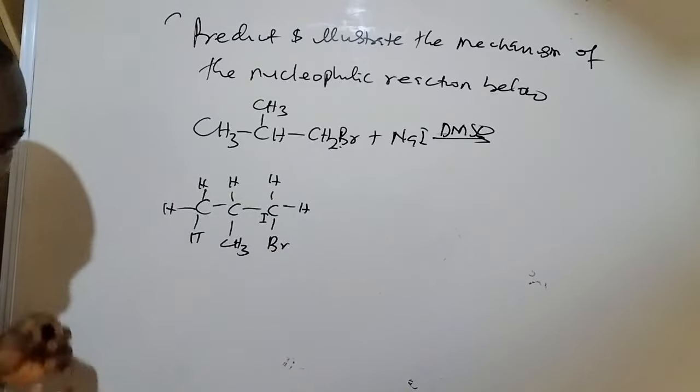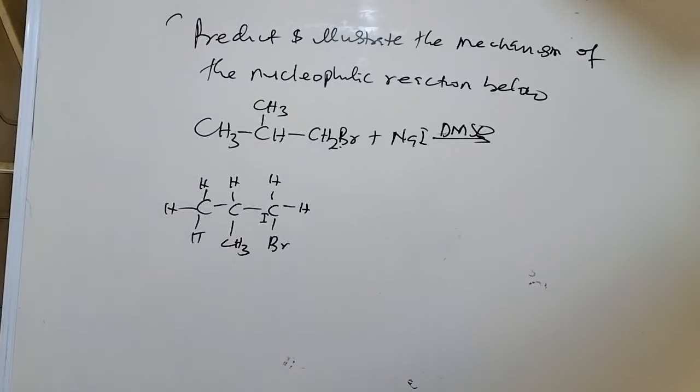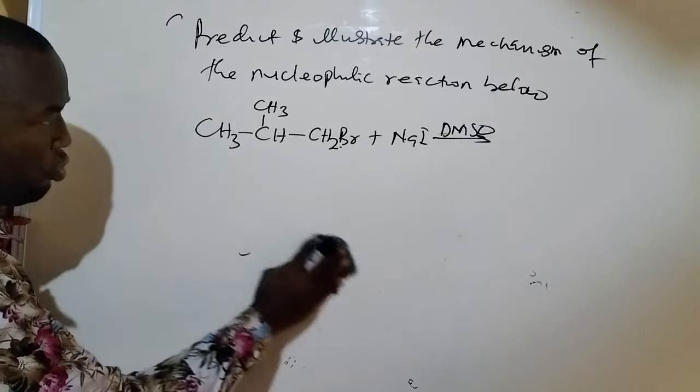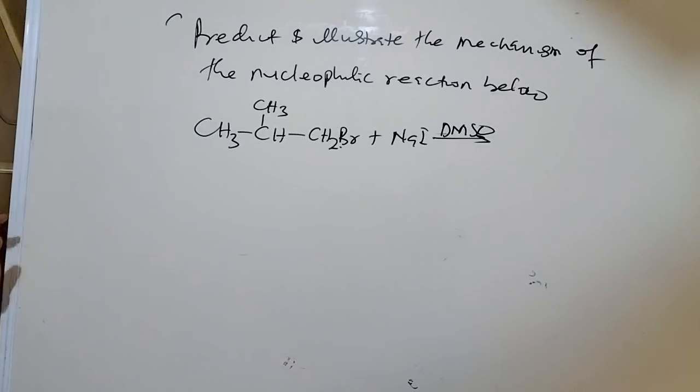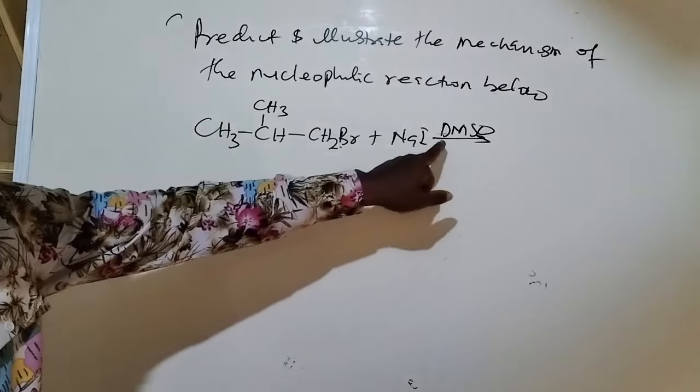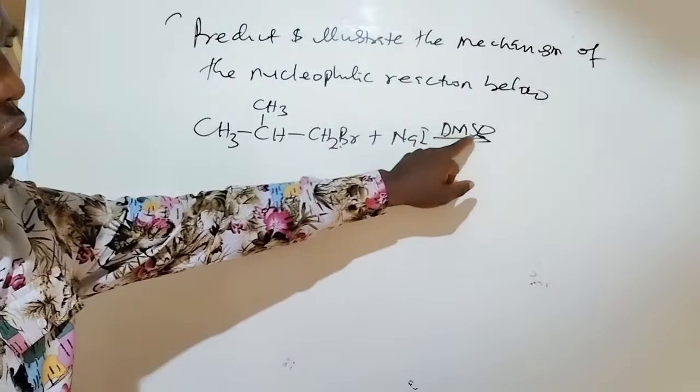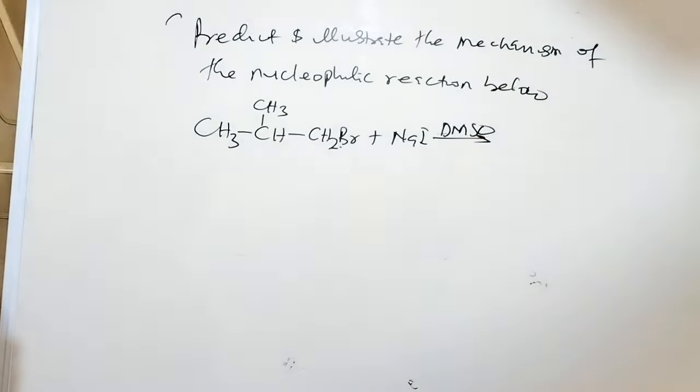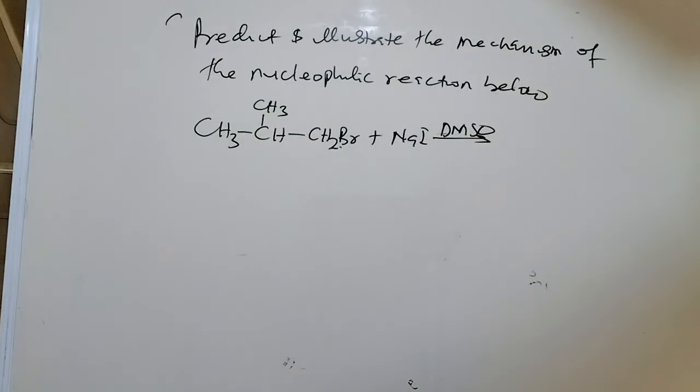And you know that primary alkyl halides, as we said in this video, react by the SN2 mechanism, which is a single-step or concerted mechanism. It doesn't form a carbocation. Another thing that will help us is the solvent, dimethyl sulfoxide. Dimethyl sulfoxide is an aprotic solvent, and aprotic solvents are normally used in the SN2 mechanism. So this reaction will only occur by the SN2 mechanism, not the SN1 mechanism.